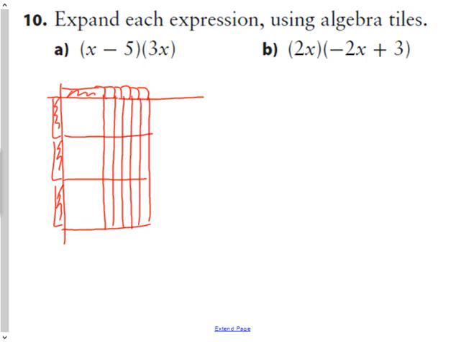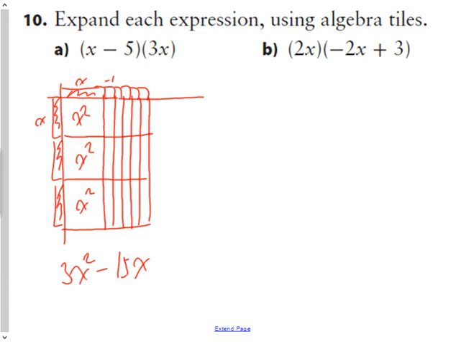And then determine whether all of those are positives or negatives. Since this is a positive x and a positive x, these should be positive x squareds. So I'm just going to put an x squared in each of those because they're all positive x squareds. And since this is a negative 1 times a positive x, those are all going to be negative x's. So my solution will be 3x squareds minus 15x's. And that's what x minus 5 multiplied by 3x will give us.